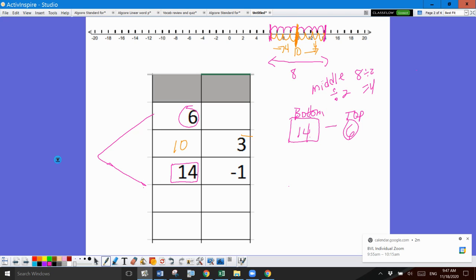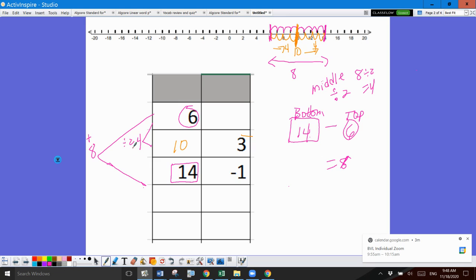So 14 minus 6, if I subtract those two, I'm going to get an 8. So that tells me this full distance from 6 to 14 is 8. Well, I need half of it. Okay, so that's going to mean I'm going to divide by 2. So 8 divided by 2 gives me 4. So the distance from 6 to my next number needs to be 4.